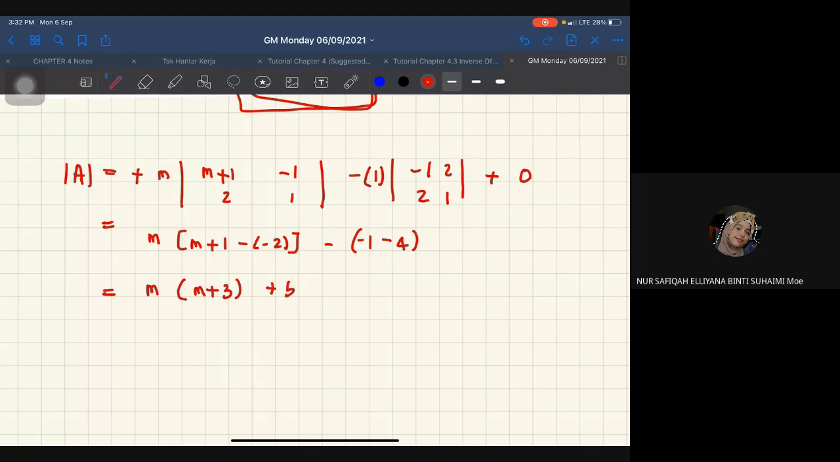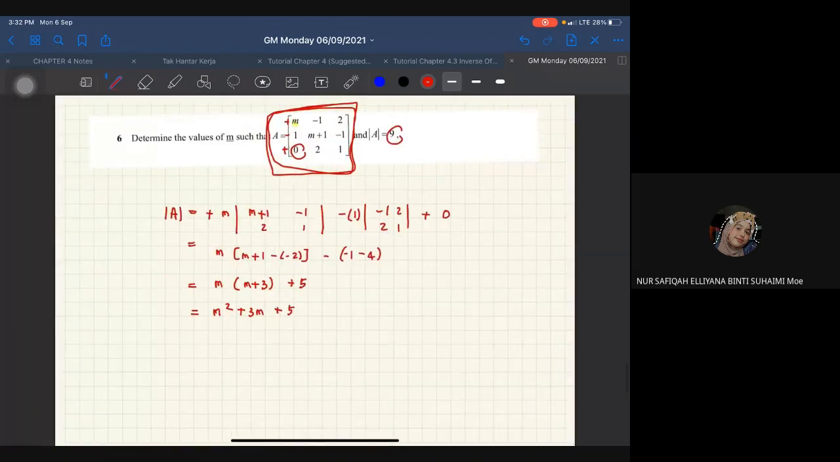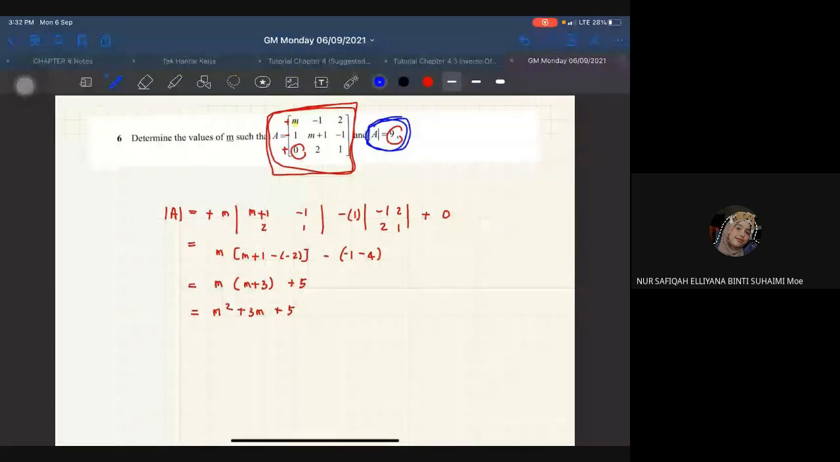This one is plus 5. Okay, so expand this one. So you will get M square plus 3M plus 5. Okay, so recall, tadi kan soalan dah bagi kita nilai modulus, determinant of A is equal to 9. So just substitute over here 9.